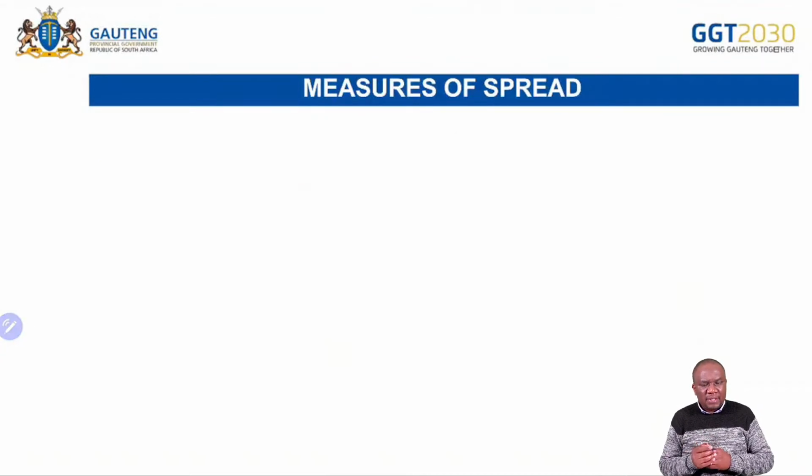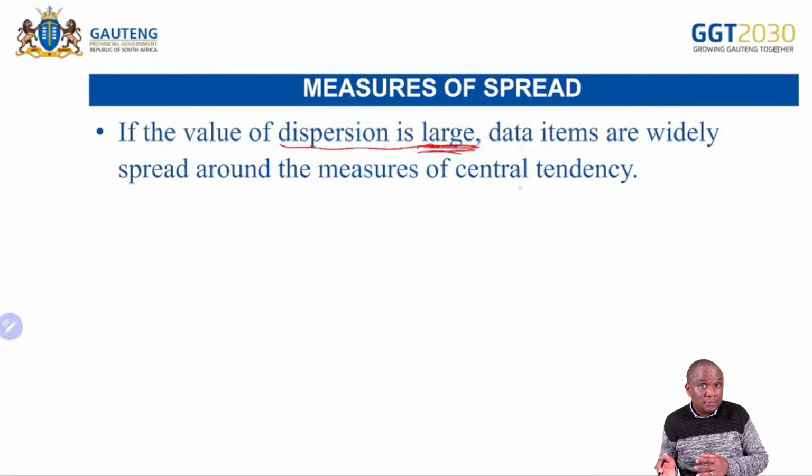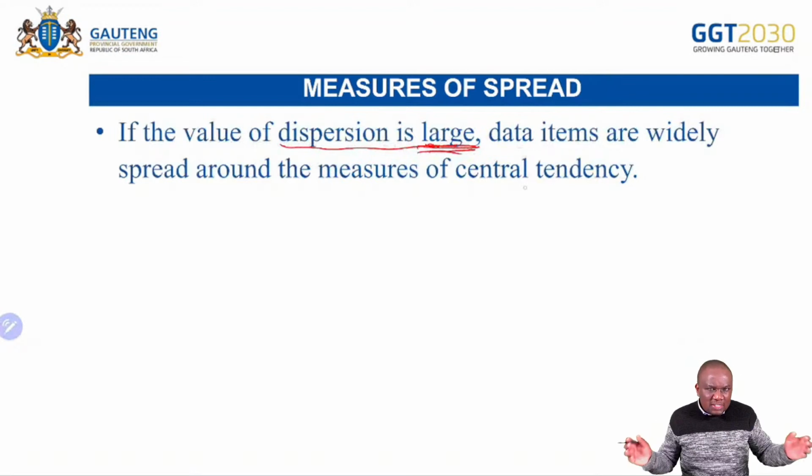So remember these great terms. If the value of dispersion, like in this case, the range is the value of dispersion, is large, data items are widely spread around the measures of central tendency. Just like Lerato's marks, the range is 50%, meaning that the marks are widely spread out. There's a mark which is very low, and there's a mark which is very high.